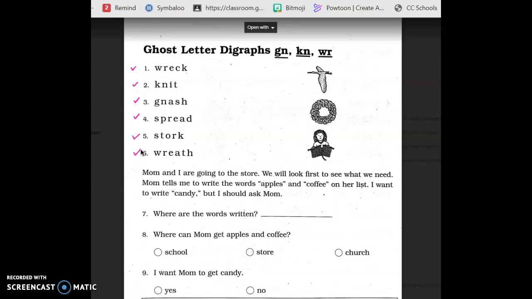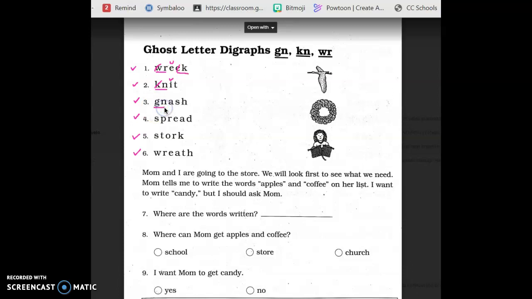First word, wreck. I'm going to underline digraph WR, but we don't hear the W, we just hear the R. We're going to underline the CK, but we don't hear the C sound, we just hear the K. And put a breve over the E, wreck. Next one, knit. We're going to underline digraph KN, but we don't hear that K, we just hear the N. Short I sound.